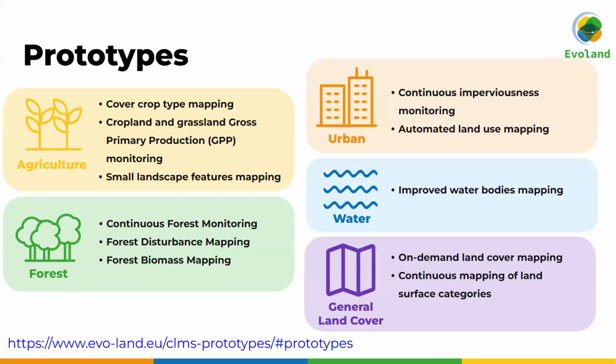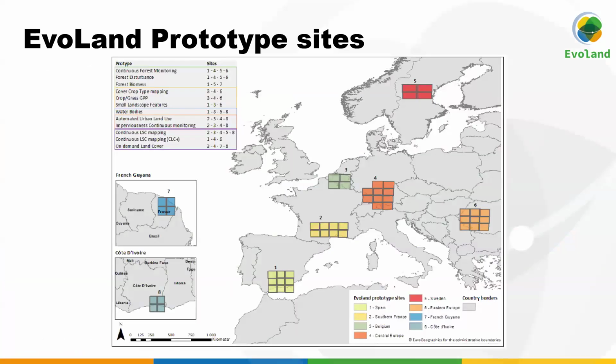As mentioned, we have these 5 different themes where we have 3 prototypes each in the agriculture and the forestry domain, 2 in urban and general land cover, and 1 in water. And in total, we have them spread over 8 prototype sites that you can see here, to make sure we have very different terrains, land use, and land cover types in our prototype sites, so that we are sure our algorithms work in different climates and with different land covers.